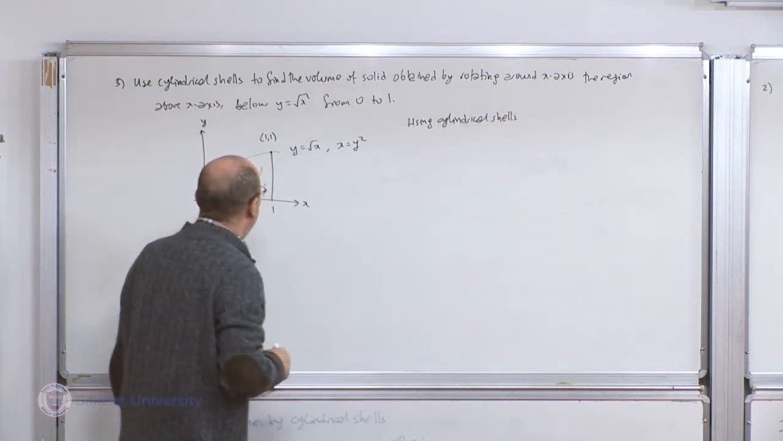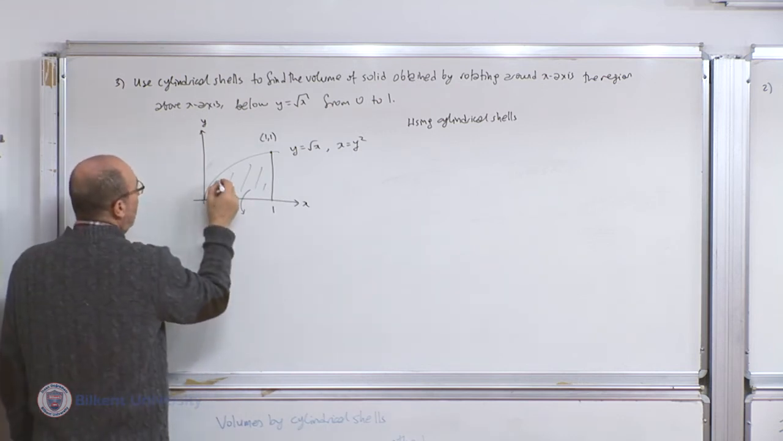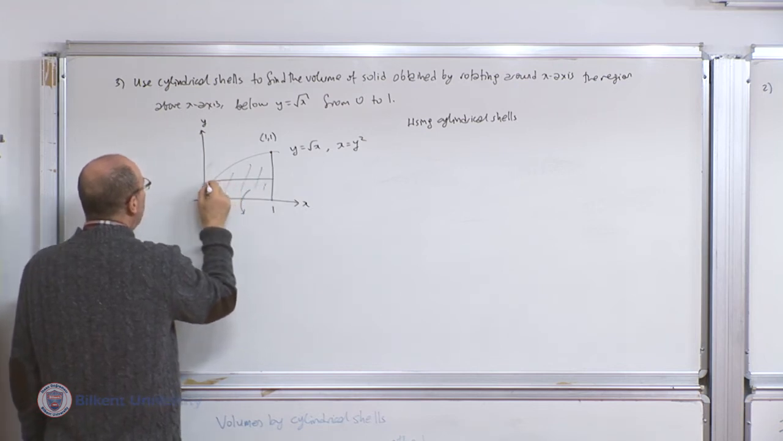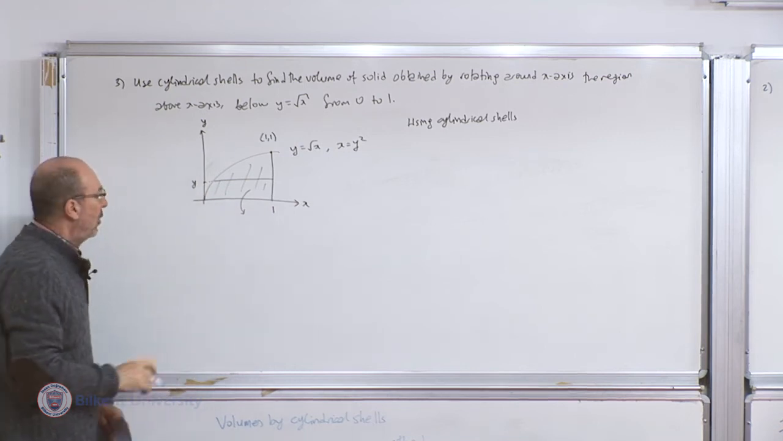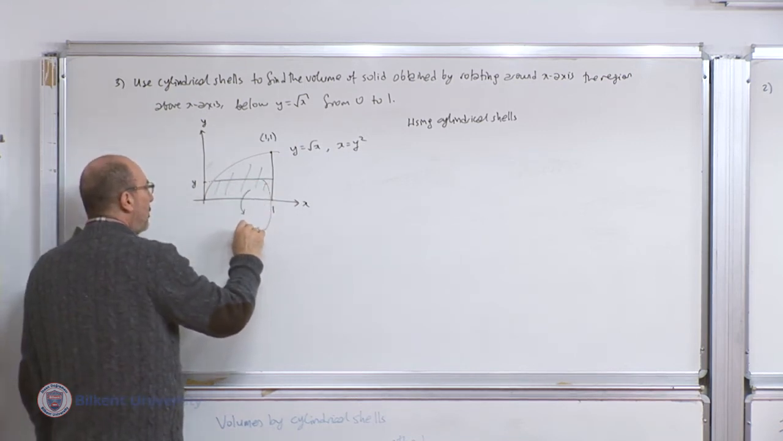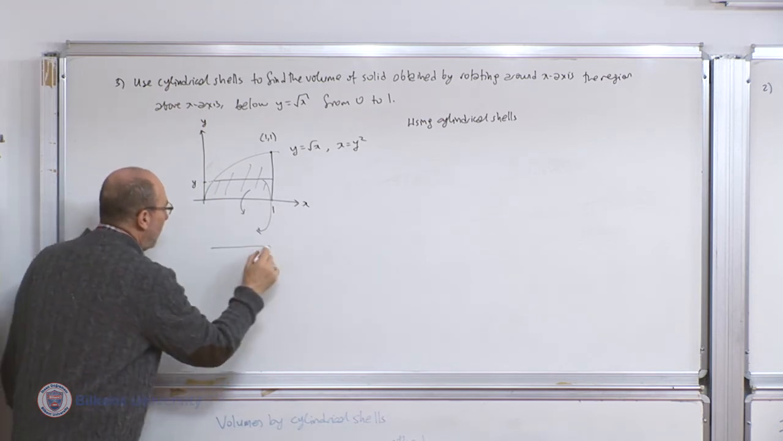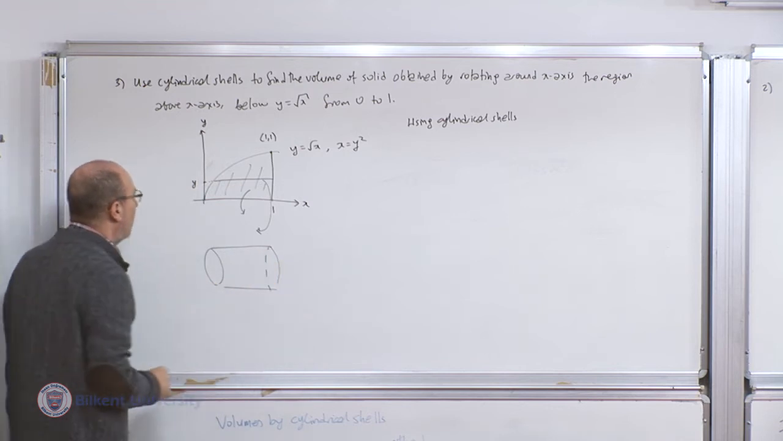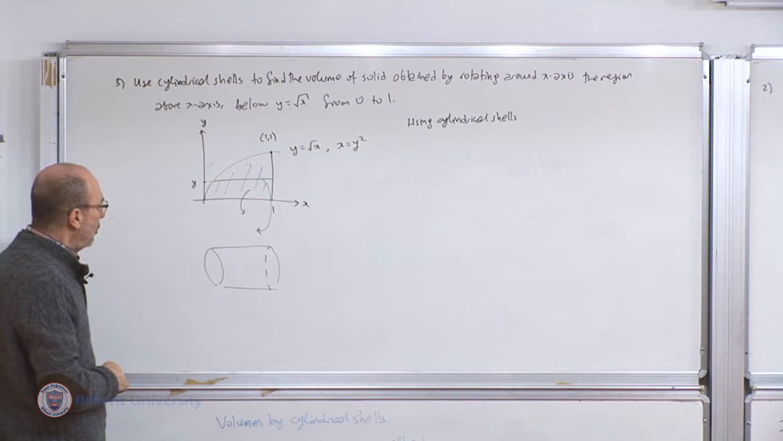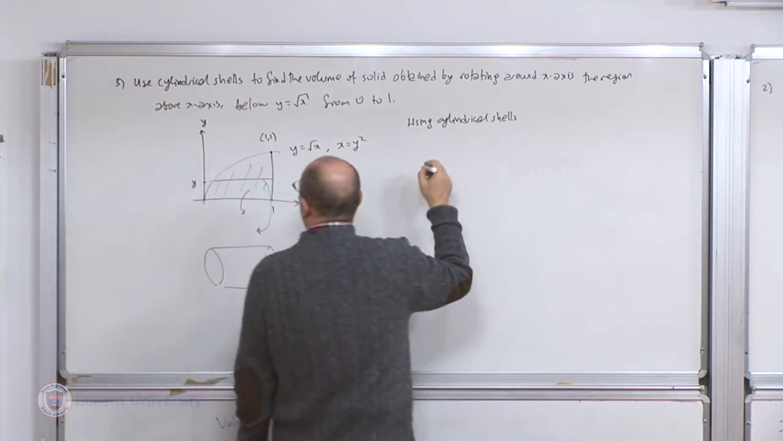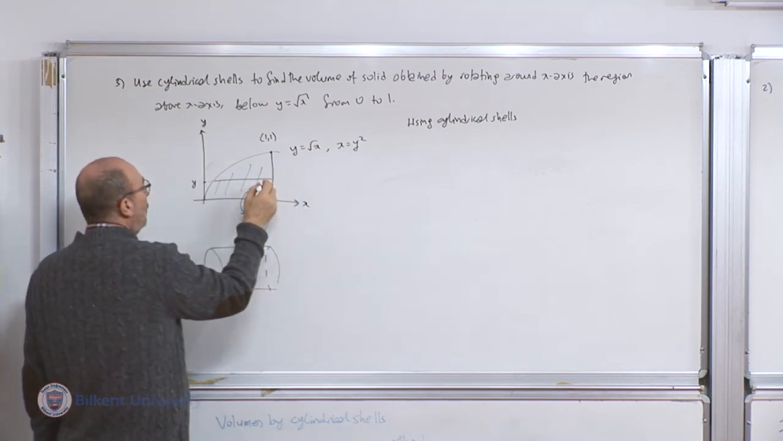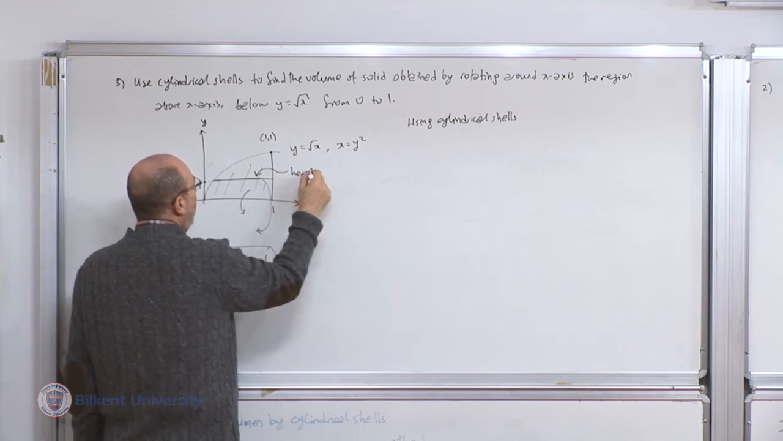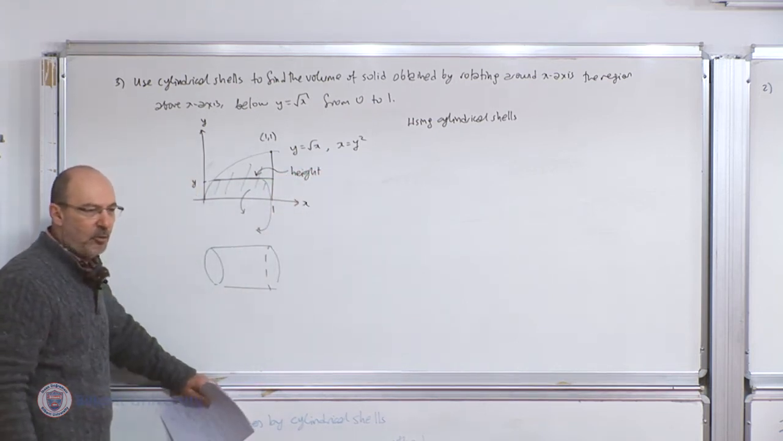So I have to find a shell rotating around this. Well, such a shell is going to be something like this. So this is y. This thing is rotated around the y-axis to give me a cylinder like this. So the volume of this is, I have to find this height. What is this height? What is this height in terms of y?